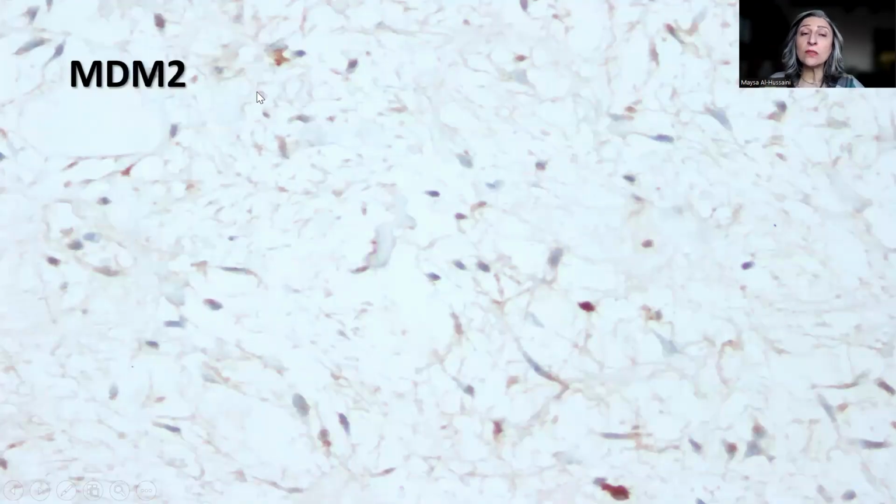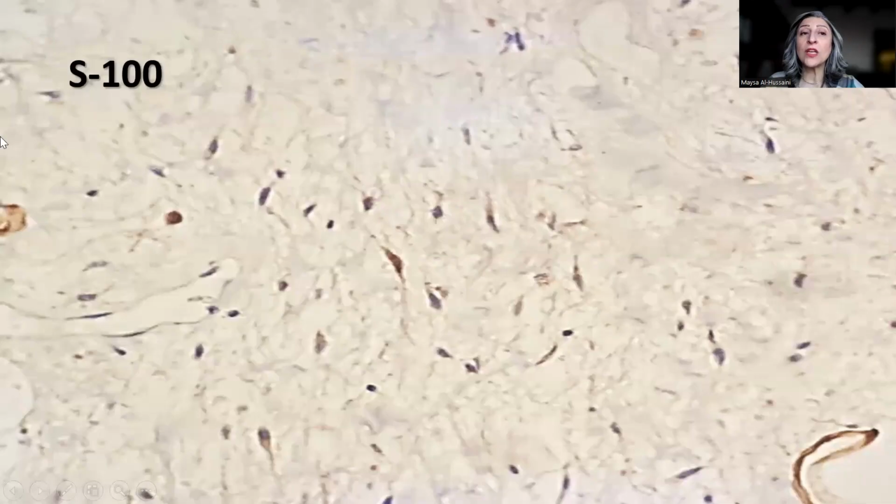Now, one important differential diagnosis that we have to think of is atypical lipomatous tumor, for which the MDM2 usually can show some focal nuclear staining. In this case, it was completely negative. These are the mast cells showing the non-specific cytoplasmic staining with MDM2. This is completely negative for a nuclear staining, and this is some of the negative shadow of the ropy collagen.